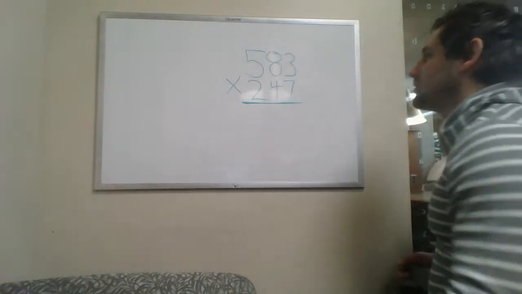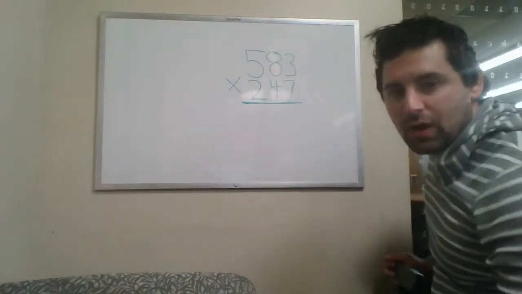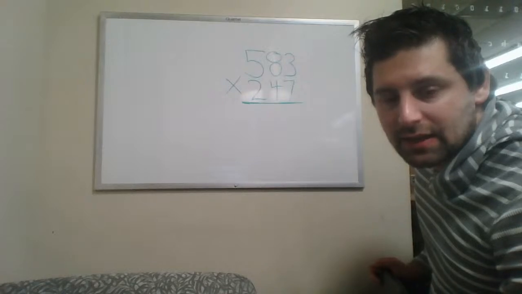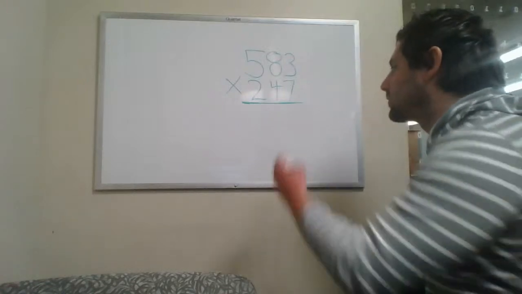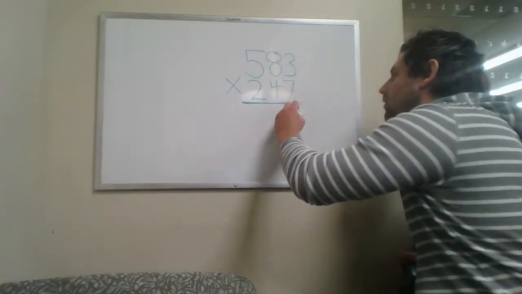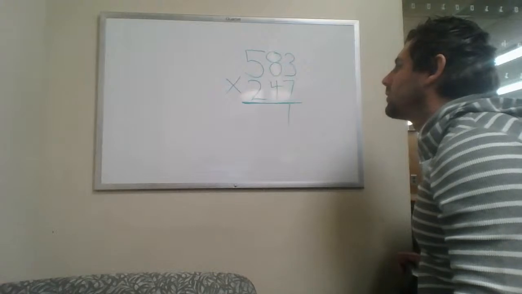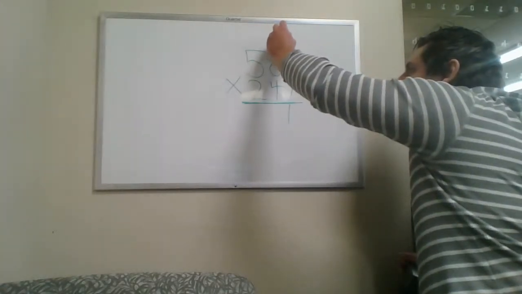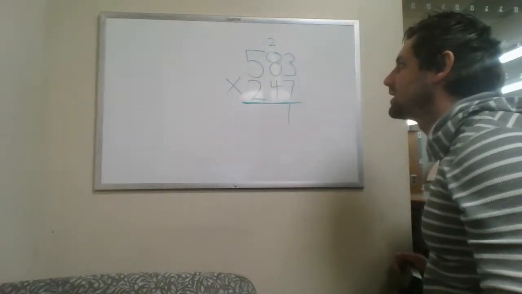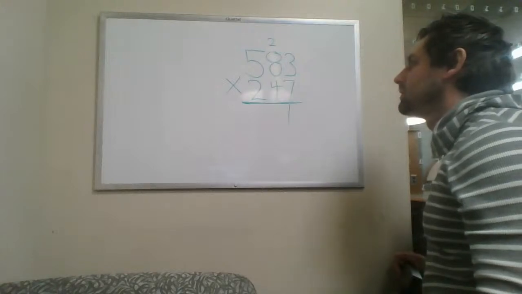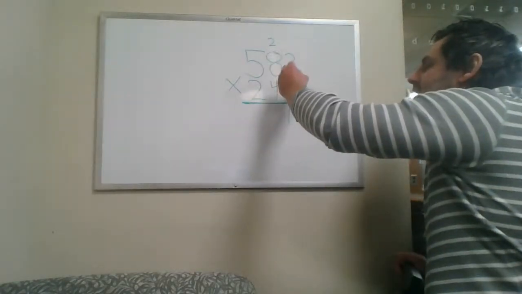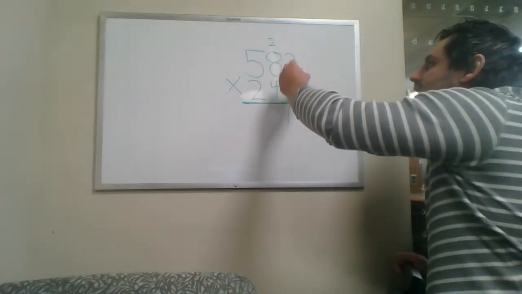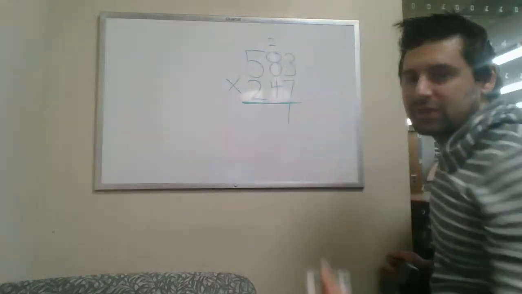So 7 times 3 equals 21. Because our product is more than 10, we have to regroup. The 1 in 21 goes in the ones place. The 2 gets carried over to the tens place. Next, we multiply 8 times 7. 8 times 7 equals 56. 56 plus 2 equals 58.